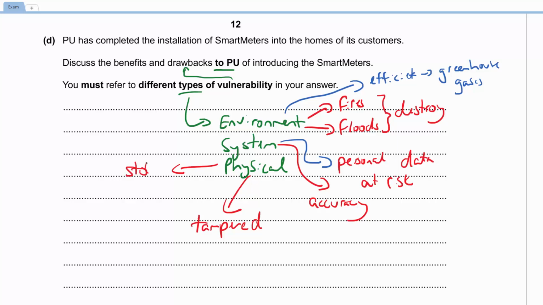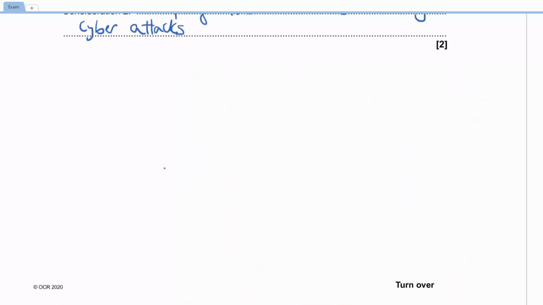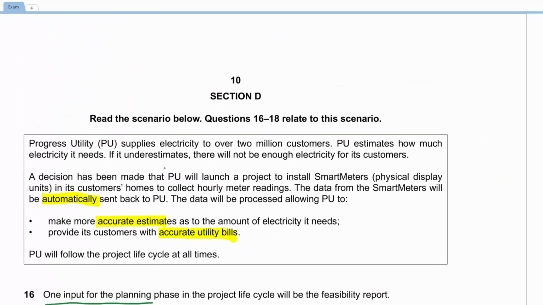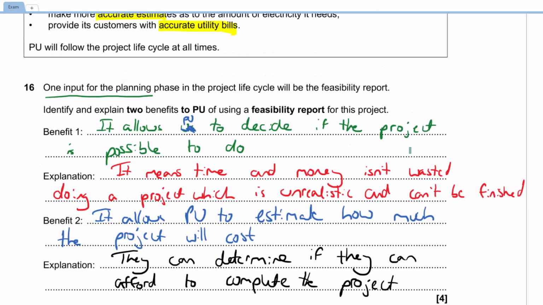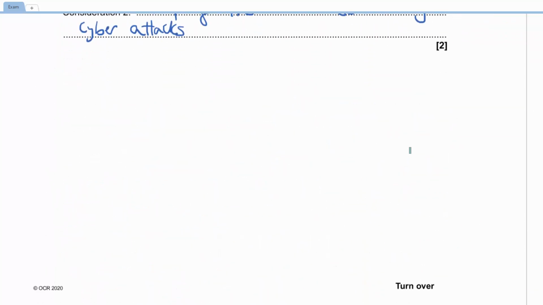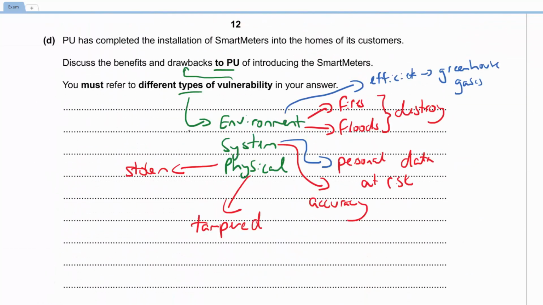But we haven't got many benefits here, so I should probably go back to the scenario because it would have said a few things I might have missed about smart meters. So maybe this automatic process, that's quite good. It makes more accurate estimates and more accurate utility bills. So it does say if it underestimates there will not be enough electricity for its customers, which would obviously be quite a big disaster. So having smart meters might make it less likely that happens. I guess that would fall under system.